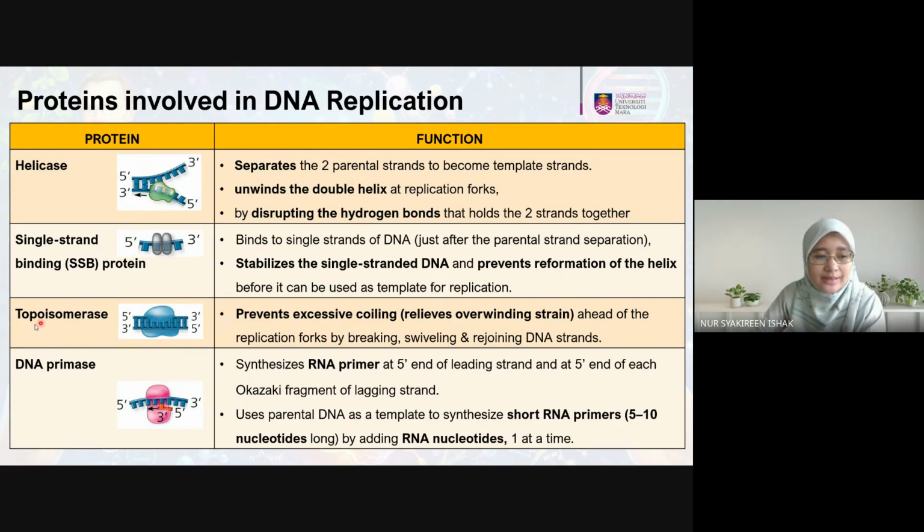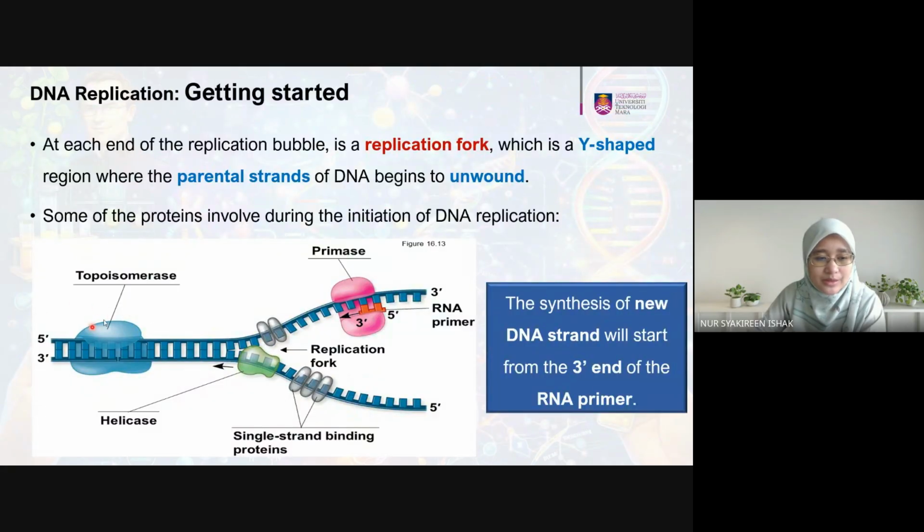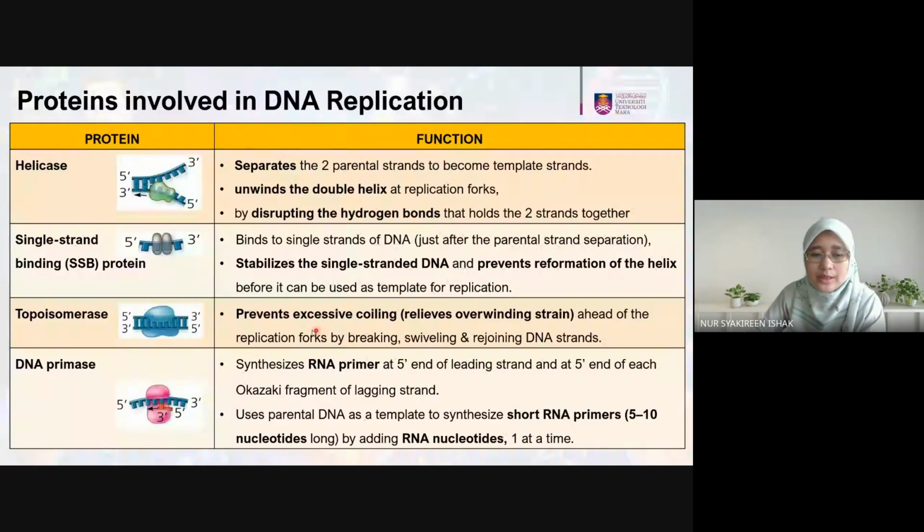Next we have the enzyme topoisomerase. Let's look at the diagram here. This is the location of the topoisomerase, ahead of the replication fork. The function of the enzyme is to prevent excessive coiling and relieve overwinding strain ahead of the replication fork by breaking, swiveling, and rejoining DNA strands.